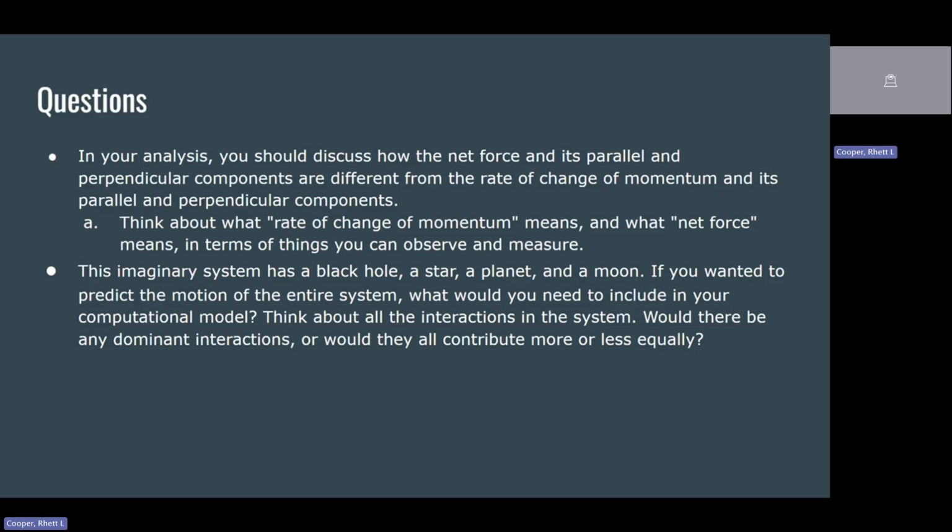Now, if we had an imaginary system with a black hole, star, planet, and moon, and wanted to predict the motion of the entire system, we would have to calculate the gravitational force between all of the objects and how that affects all of them, creating a very interesting, very difficult to process net force. I mean, it's possible, but it's just a lot. Would there be any dominant interactions? Obviously, the black hole, assuming a large mass black hole, would be dominant to the star, the star dominant to the planet, the planet dominant to the moon. In general, the moon would orbit the planet, which would orbit the star, which would orbit the black hole.